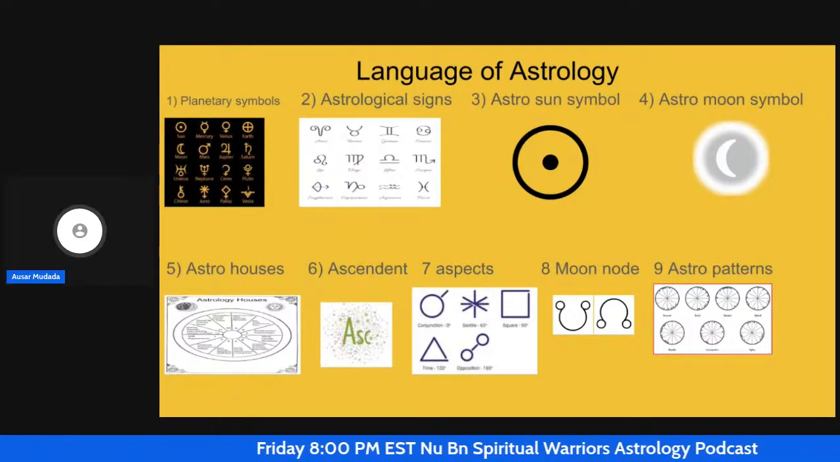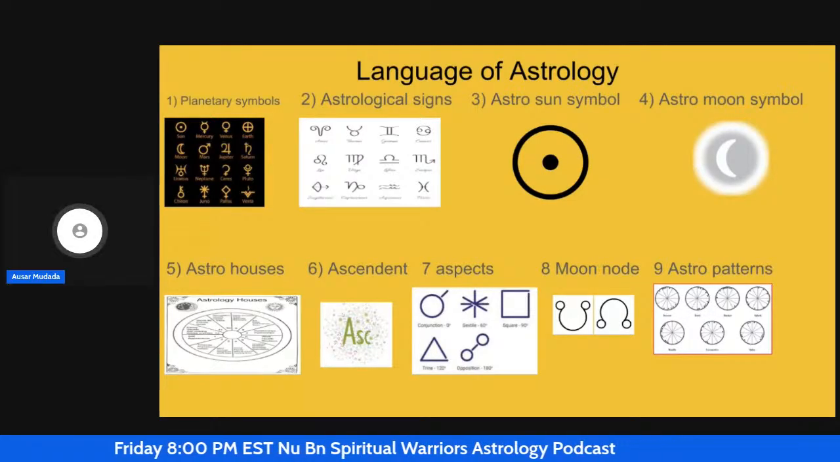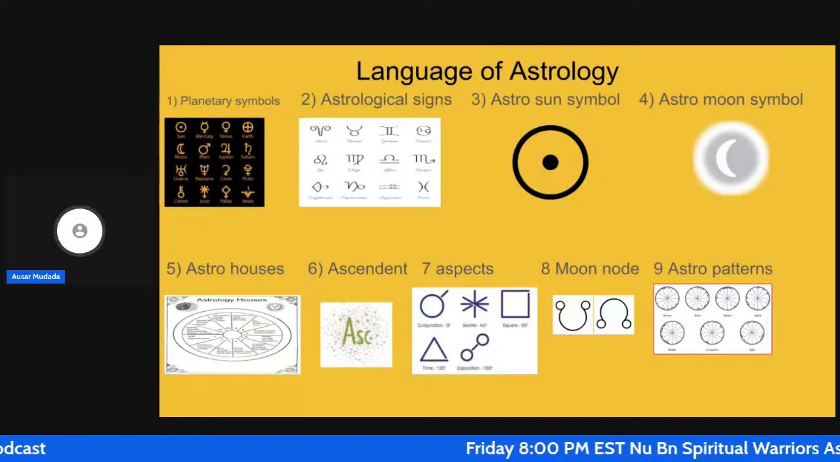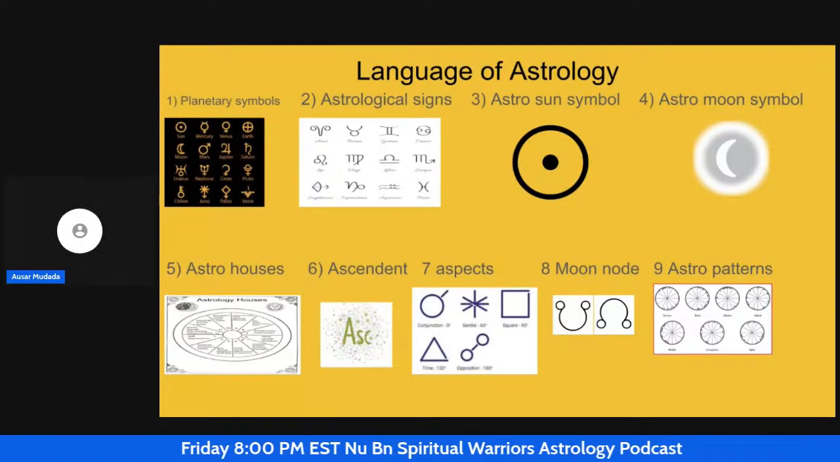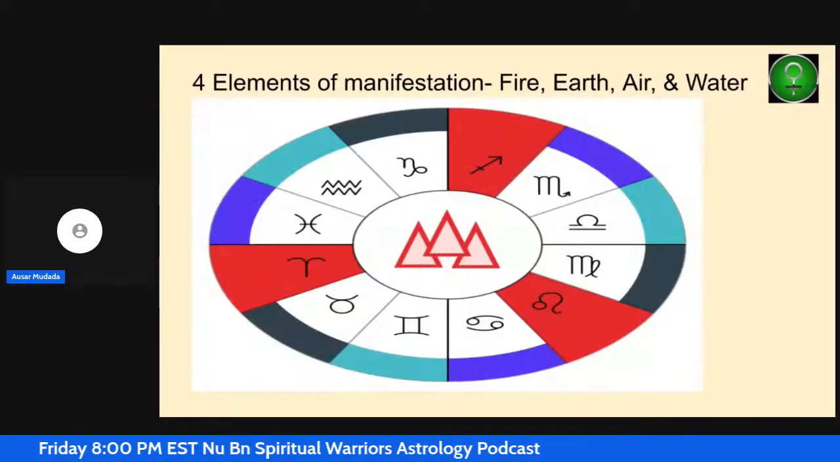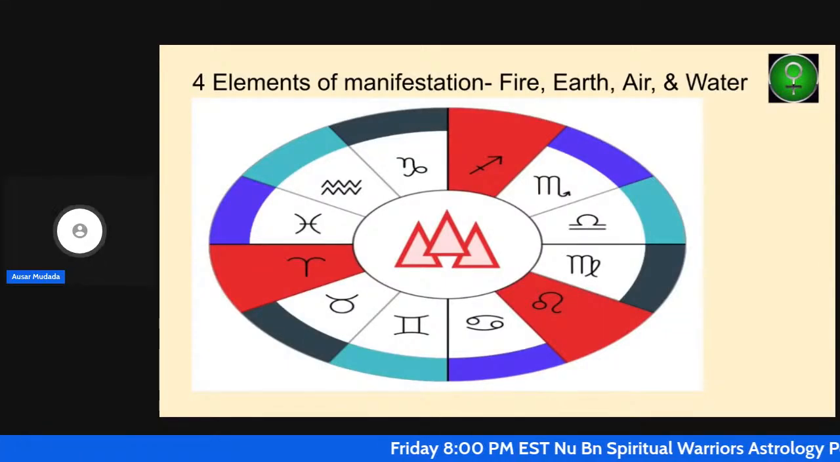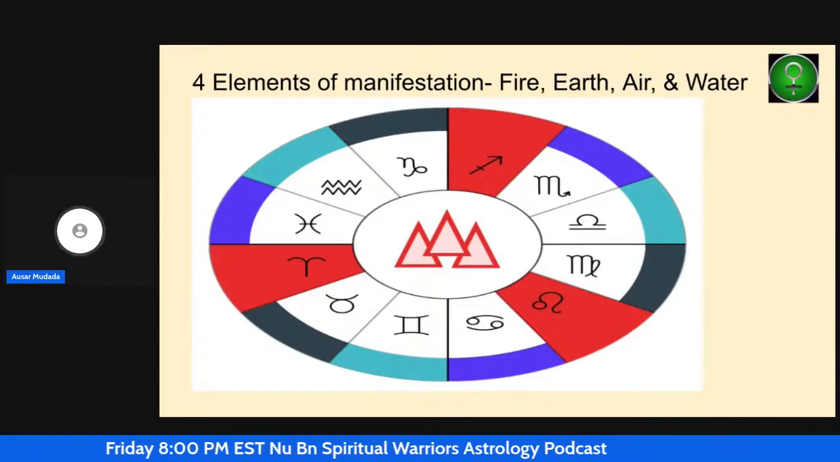Today, we're going to focus on aspects, but we're going to add in an astro pattern to see if that can give you a clue to our mystery chart. Also, another important part is the elements, because the elements will help you understand the aspects.